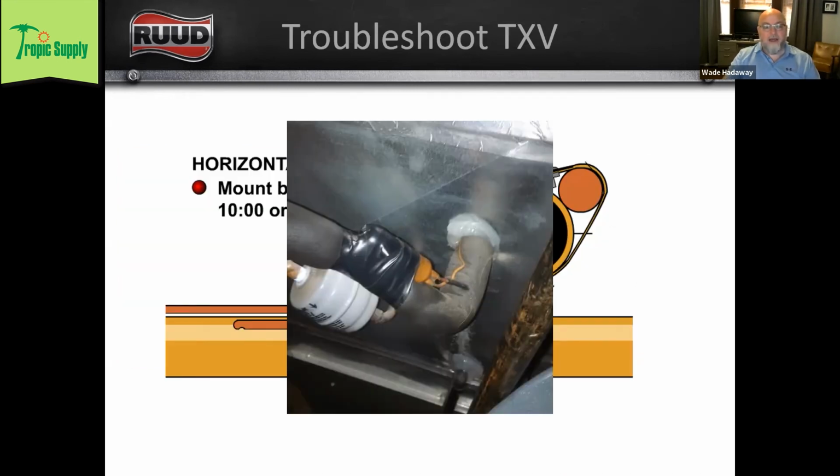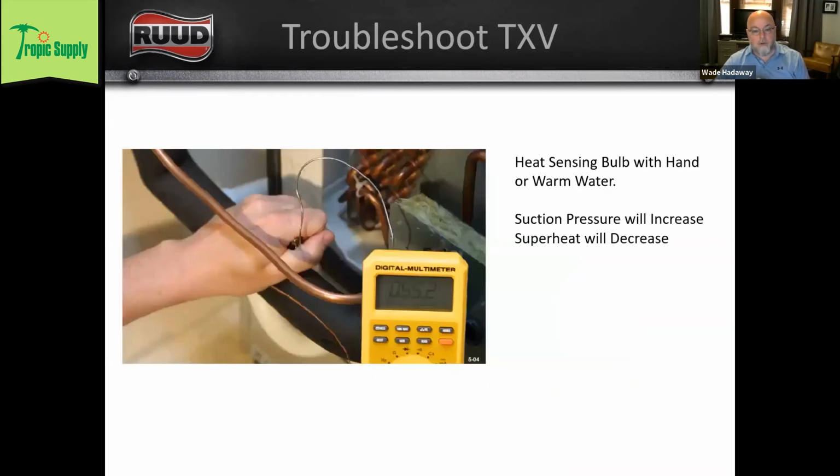So I have seen expansion valves in many different situations like this, right? Where it's either just hanging loose or somebody strapped it with a couple of zip ties to a line. It's not insulated well. Anything like that is not allowing your expansion valve to operate properly. If you need to troubleshoot an expansion valve, there's a real simple way that you can do that.